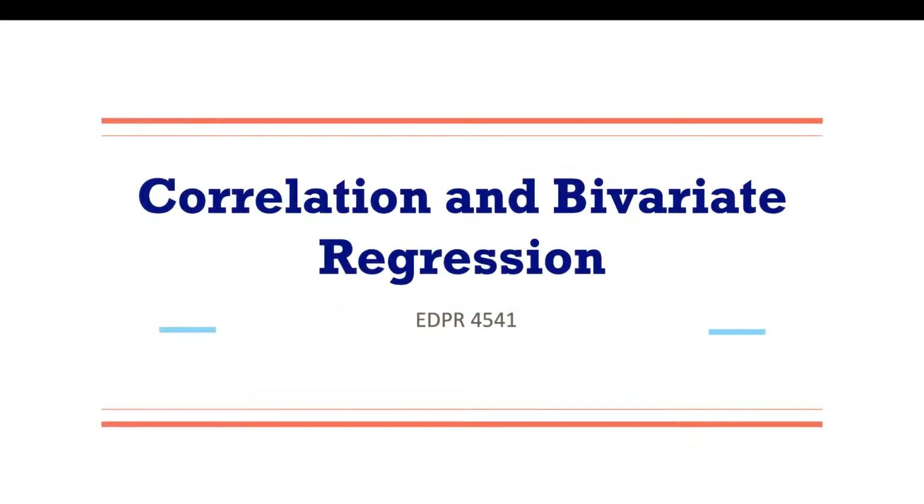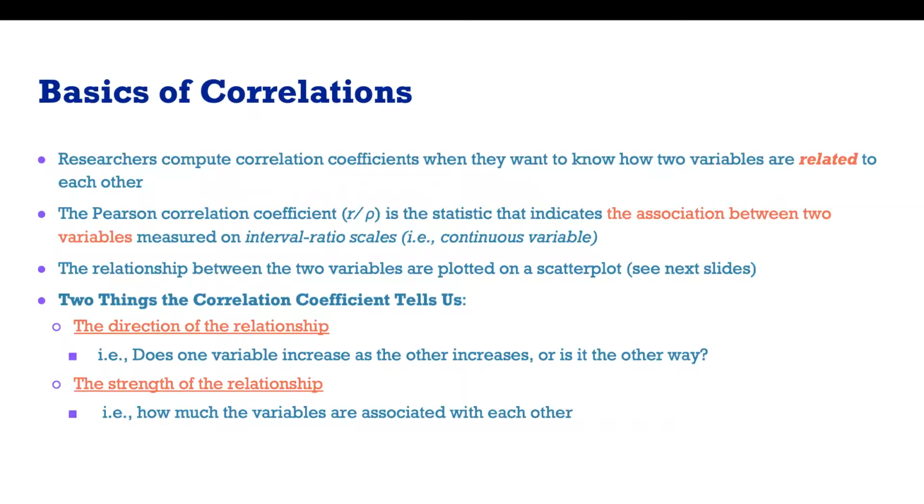So this week we're going to talk about correlations and bivariate regression. We'll start with correlations, and researchers compute correlation coefficients when they want to determine how 2 variables are related to each other. The Pearson correlation, which is represented by rho, is the statistic that indicates the association between 2 variables measured on interval or ratio scales. So these are 2 continuous variables, and we want to know how related they are.